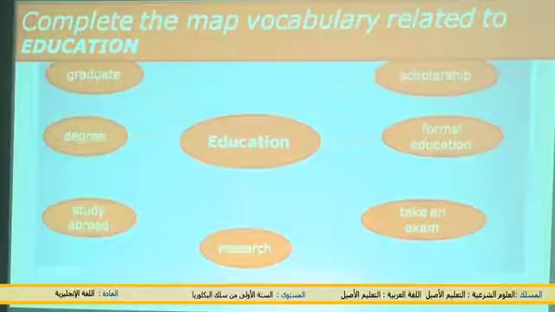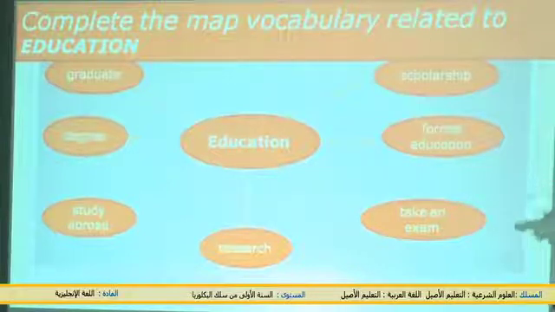So after a while we can see that we have got a lot of vocabulary related to education, and we have already seen, for example, graduate. The verb to graduate is to get a diploma, to have a certificate or a diploma after finishing, for example, higher studies. We have got a degree, which we have already mentioned. A degree is an official document.